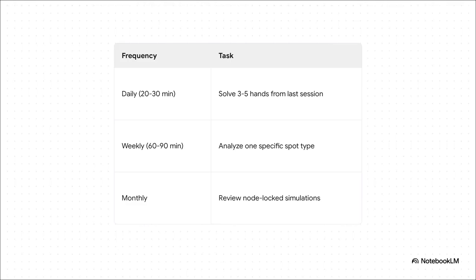You do a little bit every day, just 20, 30 minutes solving a few key hands from your last session. Then, once a week, you do a deeper dive, maybe an hour or so on one specific situation. And then, once a month, you zoom out, review your exploitative models, and see if your assumptions about your opponents are still right. It's a system, a routine for getting better.